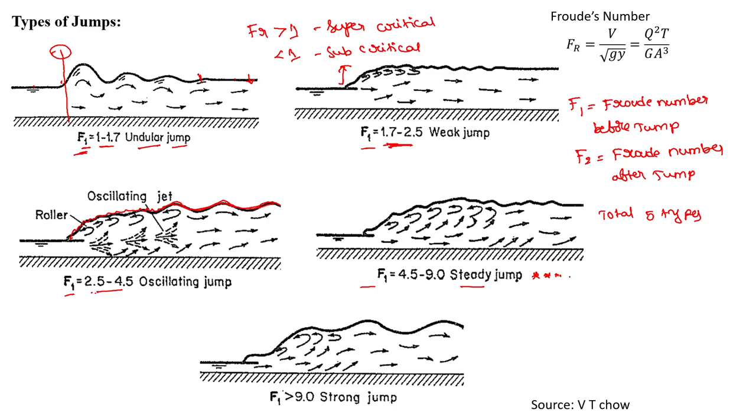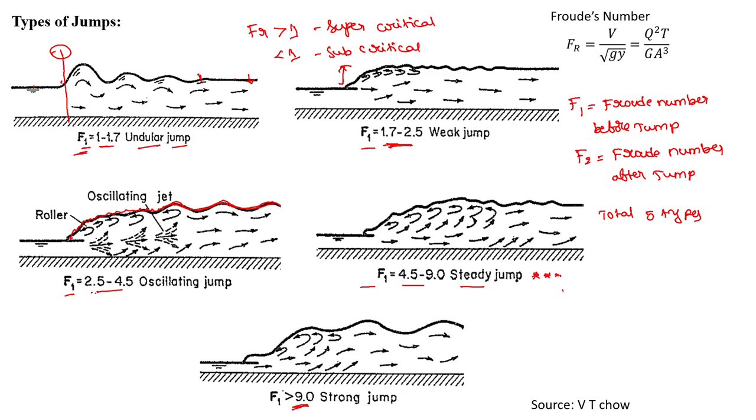These numbers are important for the IES exam, not for the GATE. You may not be asked to remember the values in GATE, but in IES you can expect these numbers. One more question is based on these Froude numbers: what is the Froude number range for the steady jump? What is the Froude number range for the strong jump? When the Froude number is between 4.5 to 9, we can expect the steady jump. When the Froude number is greater than 9, this is a strong jump.